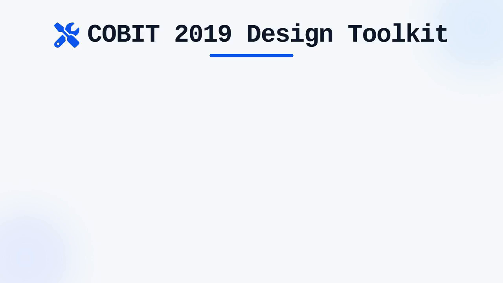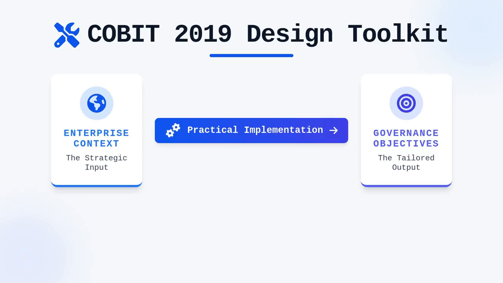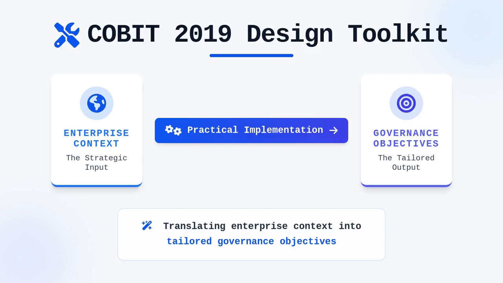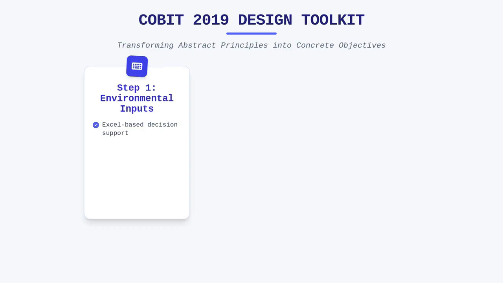Hello. In this lesson, we will focus on the practical implementation of the COBIT 2019 Design Toolkit to translate enterprise context into tailored governance objectives. The COBIT 2019 Design Toolkit is essentially an Excel-based decision support system designed to move us from abstract governance principles to a concrete, prioritized set of objectives.